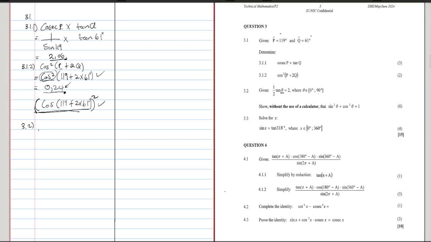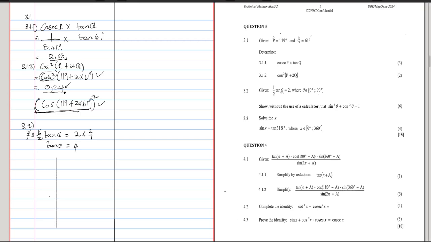We have 1 over 2 tan theta equals 2. I divide by a half, or I can just simply multiply by the multiplicative inverse like this, so that the 2 cancels out the 2, the 1 and the 1 out. Then we're gonna be left with tan theta equals 4. Equals 4.